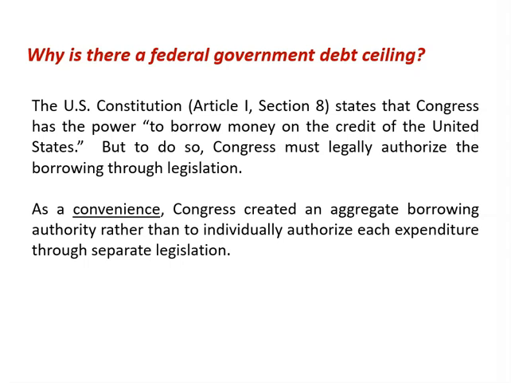Okay, now let's explore the question, why is there a federal government debt ceiling? The U.S. Constitution, Article 1, Section 8, states that Congress has the power to borrow money on the credit of the United States. But to do so, Congress must legally authorize the borrowing through legislation. As a convenience, Congress created an aggregate borrowing authority rather than individually authorizing each expenditure through separate legislation. The Treasury monitors the statutory limit to the debt borrowing authority, and if spending is expected to breach that ceiling, Congress must raise it, to fund spending approved by the Congress.